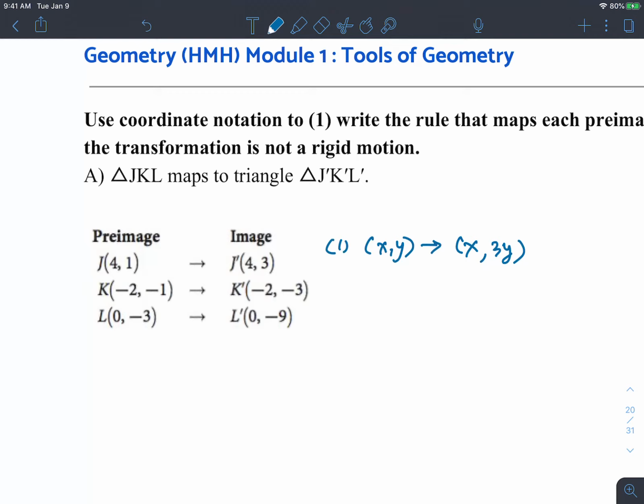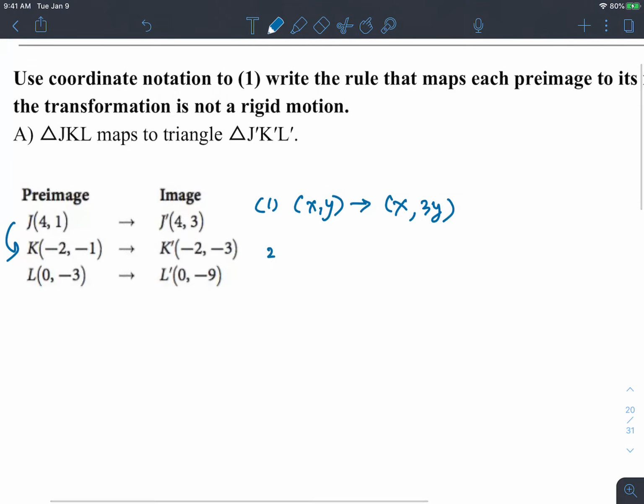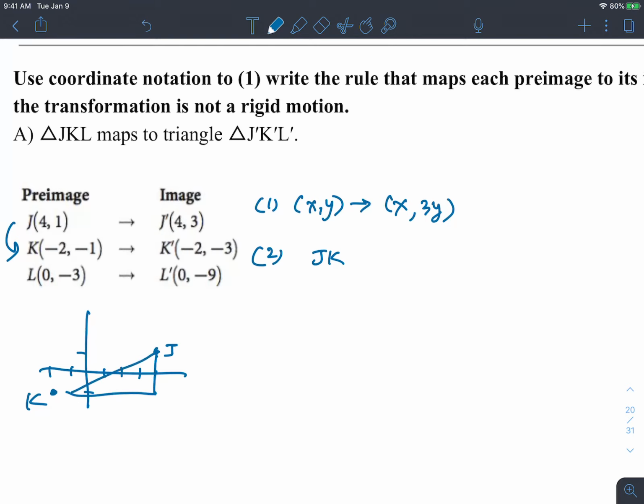Now they're asking us to show that the transformation is not rigid. Let's put JK from here to here. So part 2, I want to know the JK. If you draw a quick coordinate plane like this, J is right here, and K is -2 and -1. So it looks like this, right? Look at the y values over here. The distance between 1 and -1 is 2, right? And 4 and -2, that's a 6.